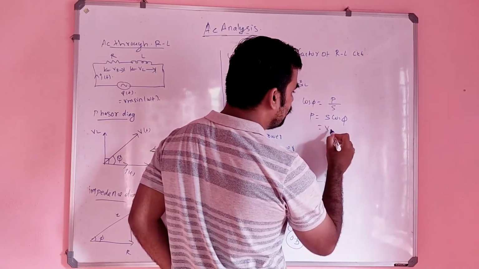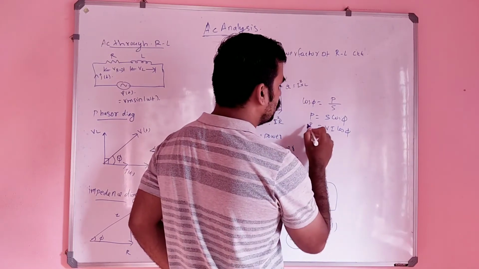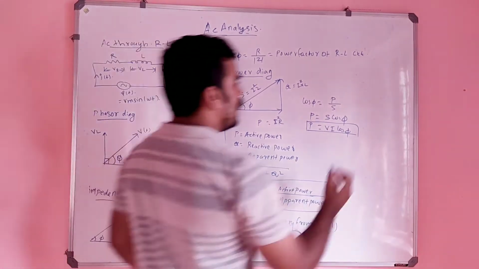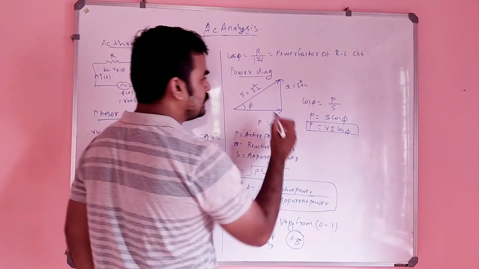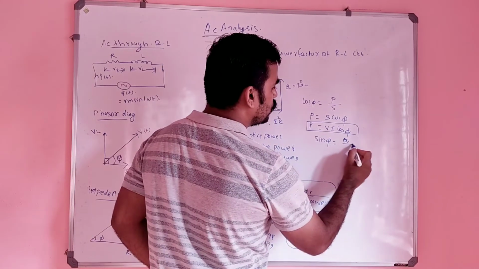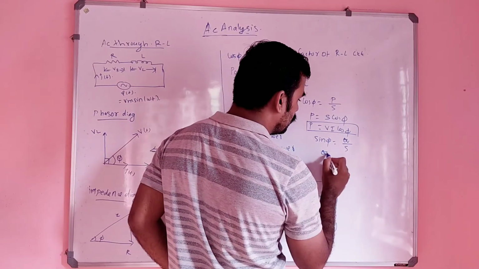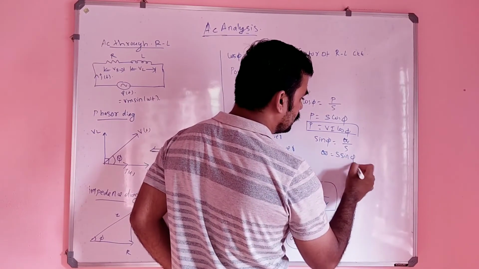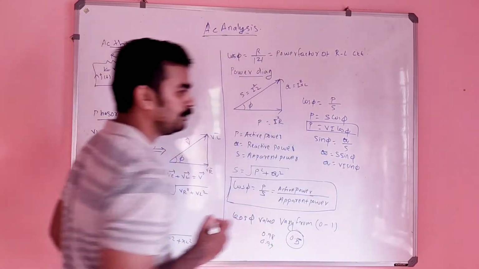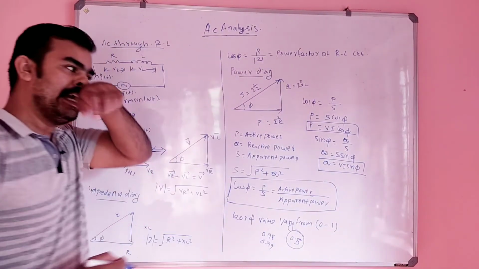S is nothing but simply Vrms into Irms, so P is equal to V I cos phi. And from this diagram, what is sin phi? Sin phi is Q by S, right? Then Q is S sin phi, which is equal to V I sin phi. Is it correct? So P is equal to V I cos phi and Q is equal to V I sin phi.